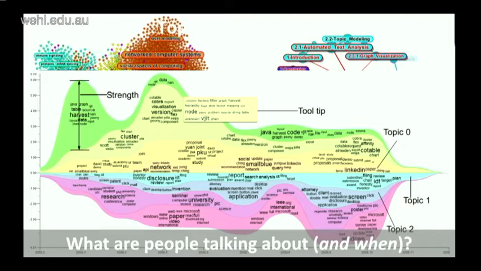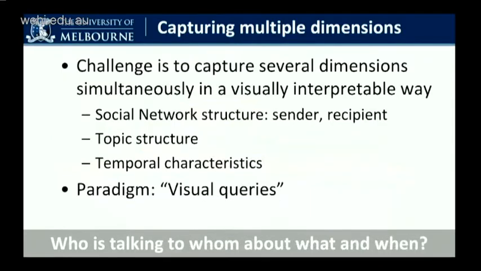But we actually have four dimensions in this data. We have the people who are sending the messages, as well as this kind of topic and temporal information. And so the challenge that we really faced was how to take all of those four key dimensions of the message structure for a relatively large data set, and try to visualize that in a way that would allow somebody to get a quick overview of patterns.